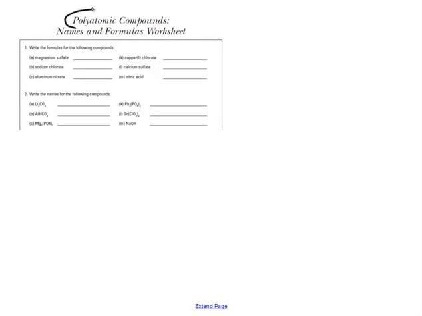Today we are going to look at polyatomic compounds. We are going to know how to take names and convert them into chemical formulas, and then take chemical formulas and convert them into names. Before we begin, we need to talk about polyatomic compounds. Poly refers to more than one, and atomic refers to atoms. So these are compounds that have a combination of more than one atom.